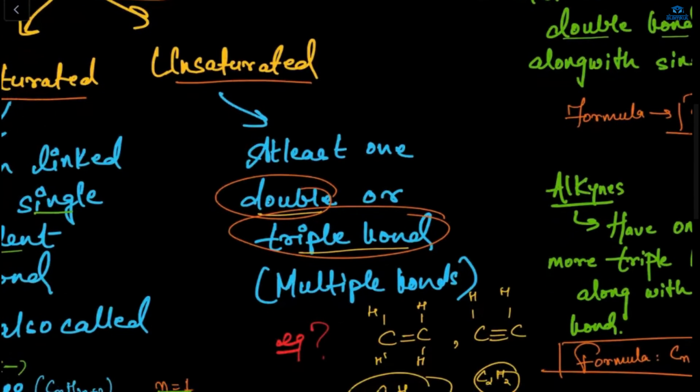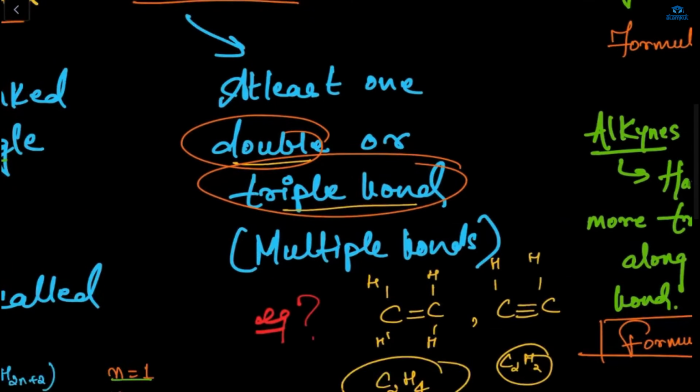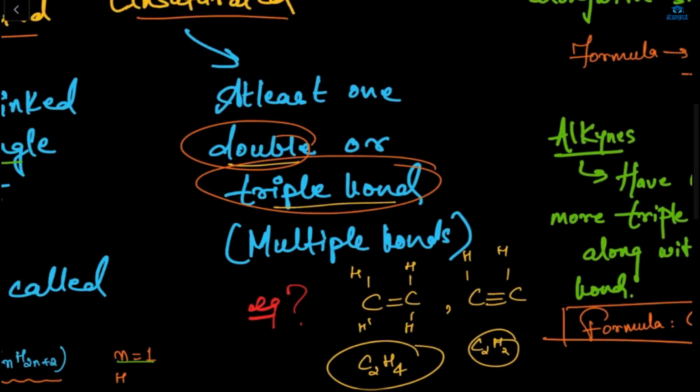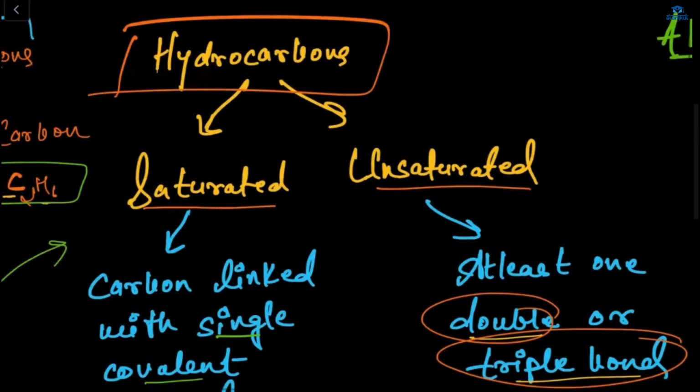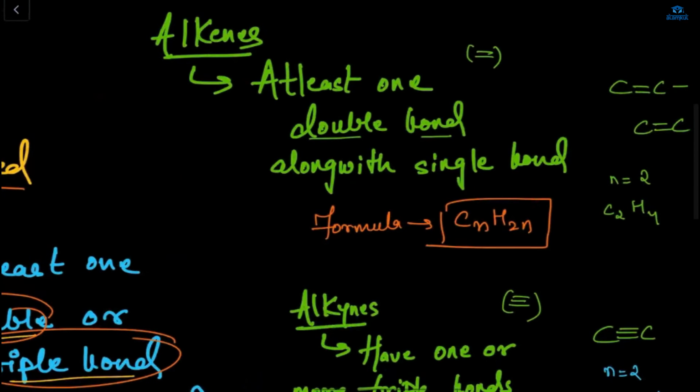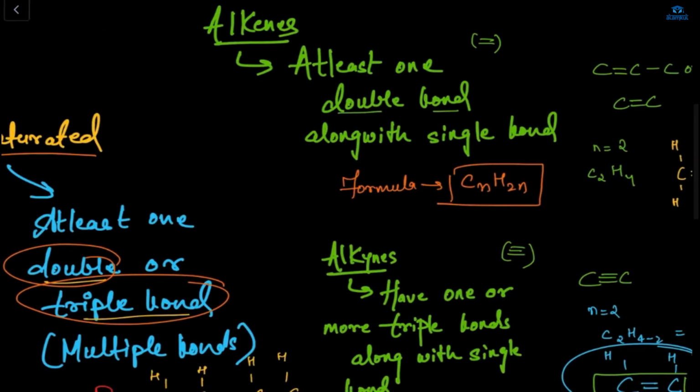Unsaturated means at least it should have a double or triple bond. So first of all we will look at alkane, next we will discuss alkenes and alkynes. So alkenes and alkynes are basically your unsaturated hydrocarbons, and your alkanes are saturated hydrocarbons. So what about alkenes? Alkenes means it's having one double bond.